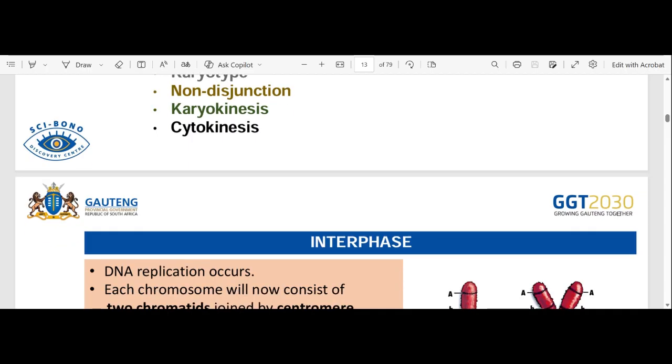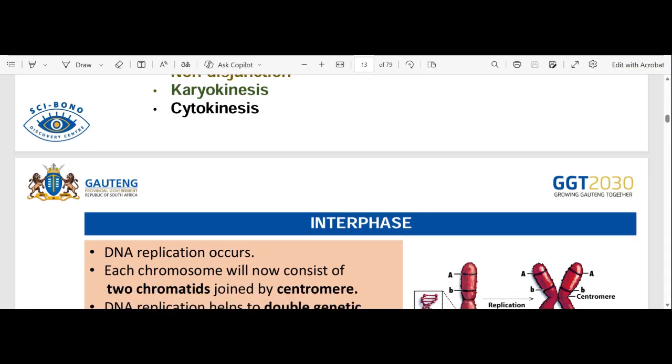What is karyokinesis? Karyokinesis is the separation of the nucleus. So it's when the nucleus splits, the splitting of the nucleus. Let's go to cytokinesis. Cytokinesis is the splitting of the cytoplasm.